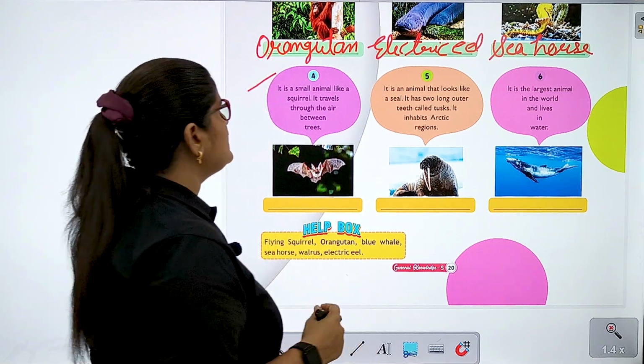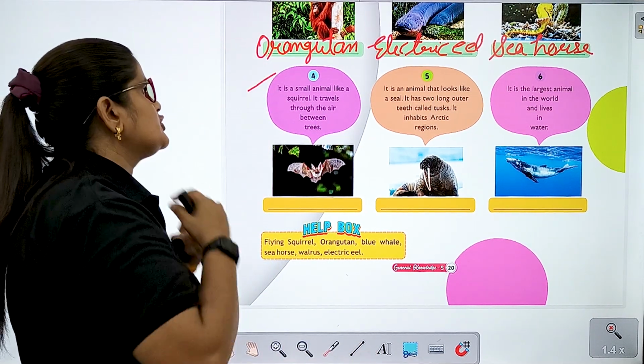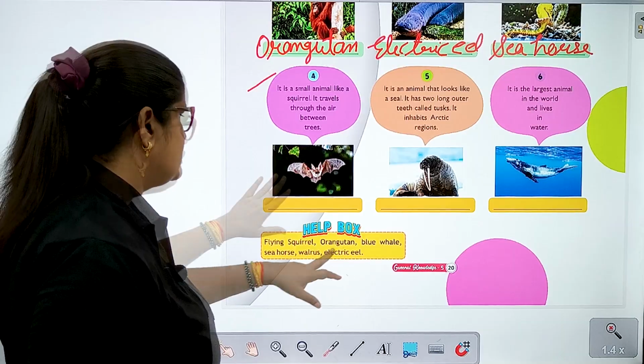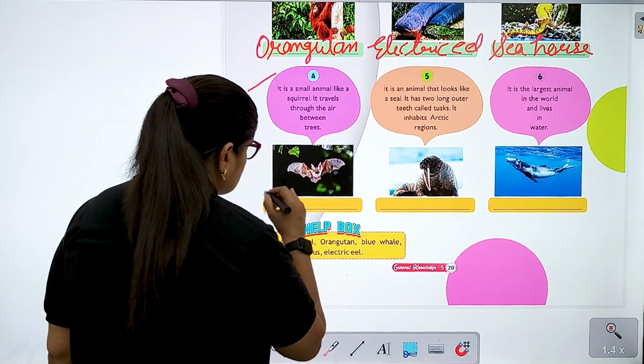It is a small animal like a squirrel. It travels through the air between trees. Flying squirrel. ये है flying squirrel.